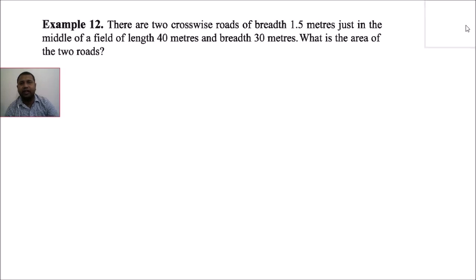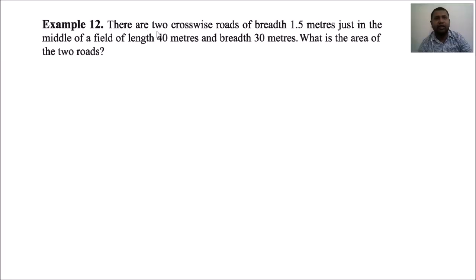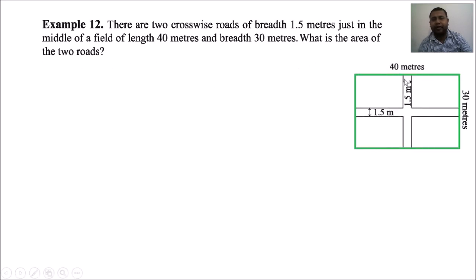So here is a question, example number 12. You can see here, there are two crosswise roads of breadth 1.5 meters just in the middle of a field of length 40 meters and breadth 30 meters. What is the area of the two roads? So you can see here is a field, its length is 40 meters and breadth is 30 meters, and there are two roads crosswise inside the field, and that breadth is 1.5 meters. The question asks us to find the area of the two roads.